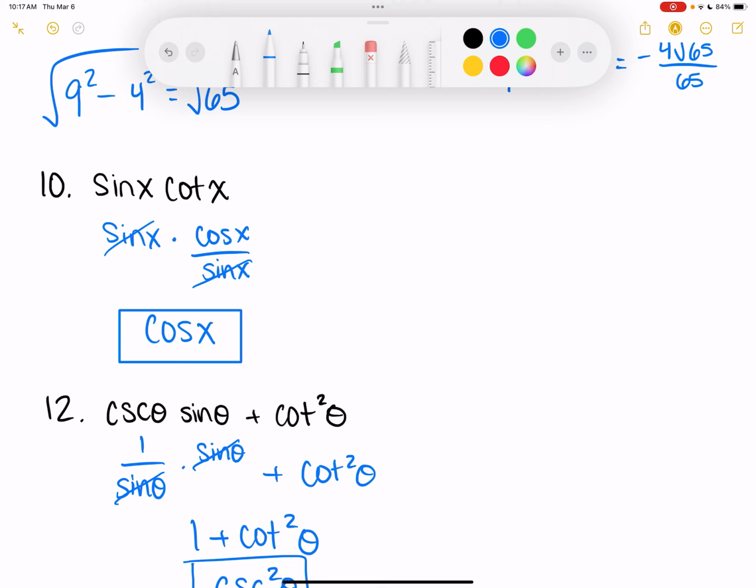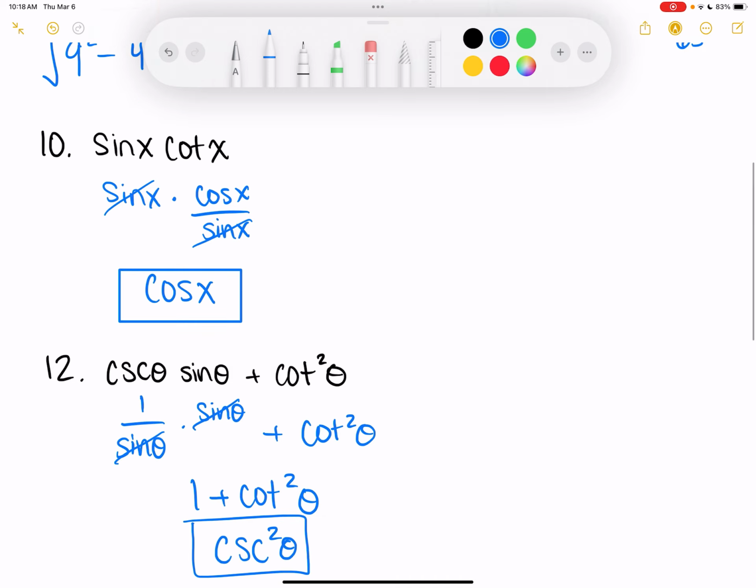Y over x, x over y. Daniel, do you know how tangent equals y over x? Yeah. And cotangent is just that flipped, so it's x over y, so cosine over sine. That one made sense to me. Okay, that actually makes sense.